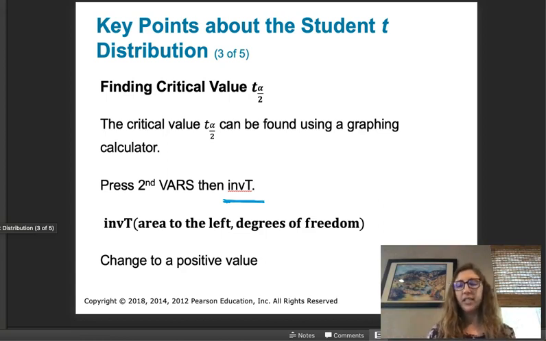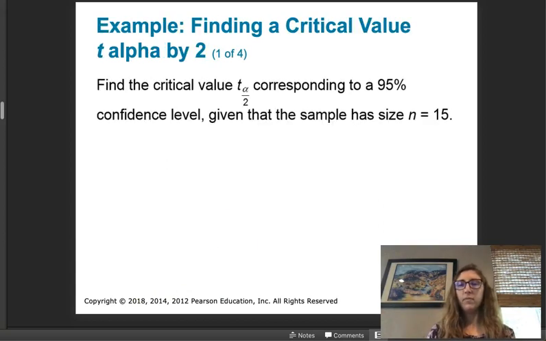I prefer using inv-t. If you have any questions about it though, please do ask. Just remember we're putting in the area to the left and then the degrees of freedom, which is one number smaller than the sample size. But you need to remember you always need to change it to a positive. Our critical values are always positive here. All right, so please pause this and take a minute and find your critical t value for a 95% confidence interval.